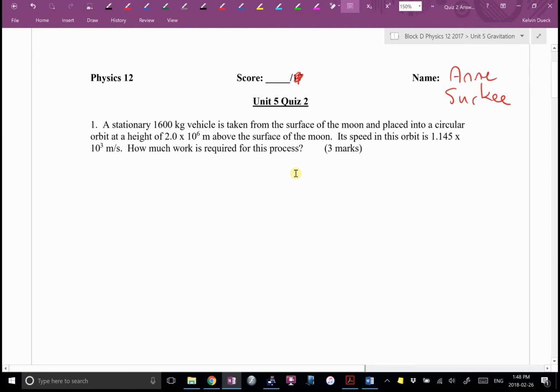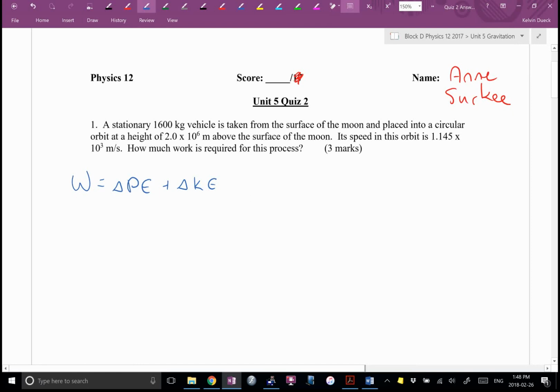I like number one. Number one is asking you to find how much work to go into orbit. Although I was a bit nice for you here, I calculated the speed for you. So it wants how much work? That's going to be the change in potential plus the change in kinetic. Why can't I cross out the change in kinetic? We're in orbit. You have to have some kinetic energy.